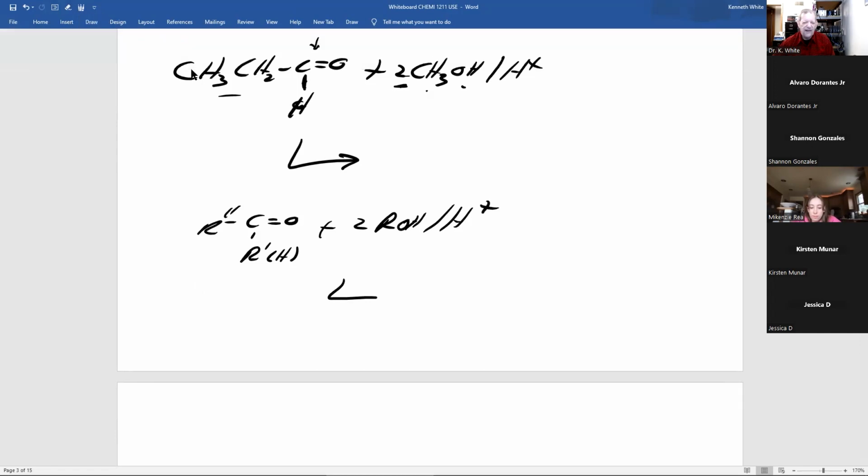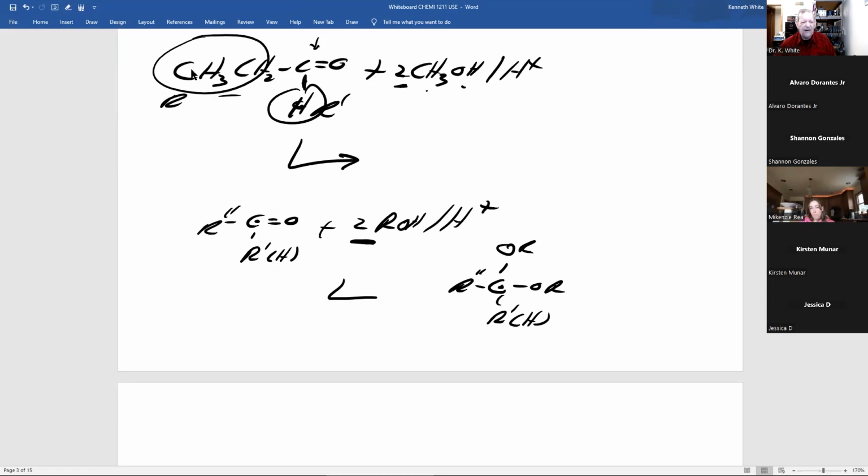That's better. And keep your eye on the carbonyl carbon. That's where the action is. What's attached to it, R prime, hydrogen, R double prime, stays there. And because you have not one, but two alcohols, you get on that carbon that was the carbonyl carbon 2 OR. And I'll call this R prime, R double prime, and on the alcohol, the methyl group R.